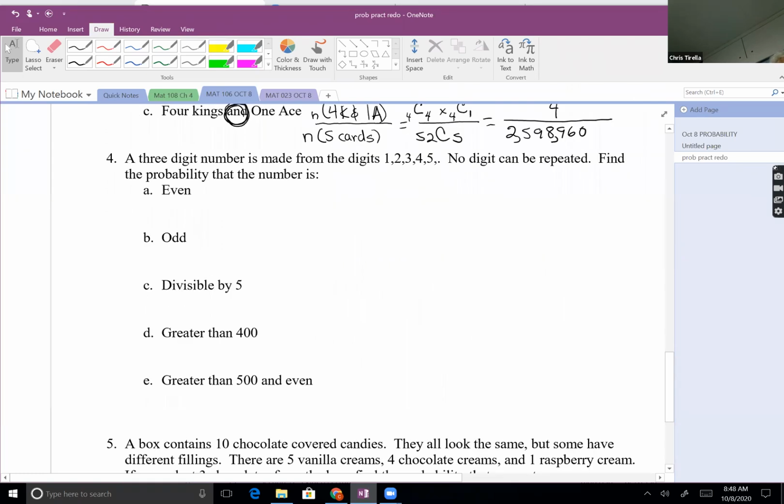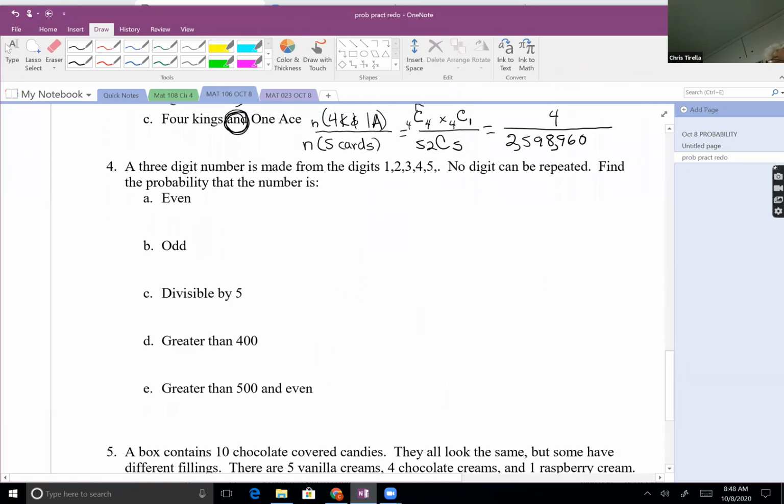Question number 4 says a 3-digit number can be made from the digits 1, 2, 3, 4, 5. No digit can be repeated. Okay, so they're different numbers. I can't repeat. And I want to find the probability. So probability tells me each of these answers should be a fraction.